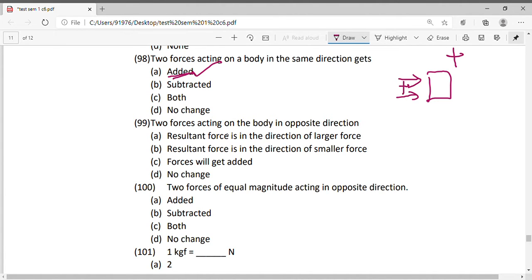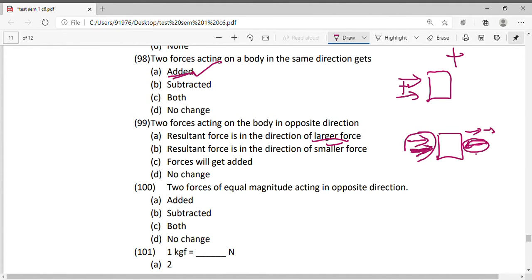Now, two forces acting on a body in opposite direction. So there's a box and one person is pushing from here, the other one is pushing from here. The resultant force is in the direction of larger force. Suppose this person has a greater strength, and we represent with two arrows, and he has less strength. In that case, the box will move in this direction. However, his strength will be subtracted from this one.